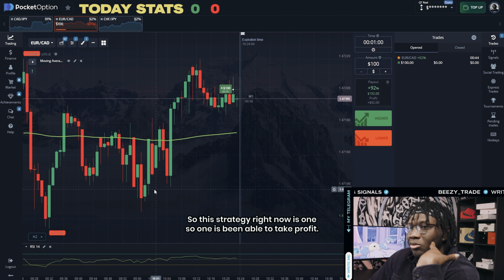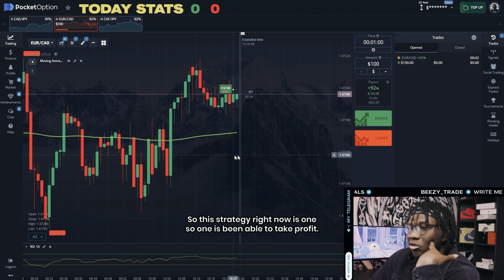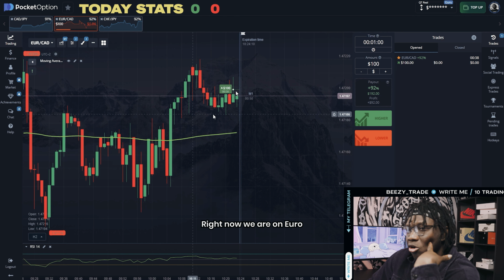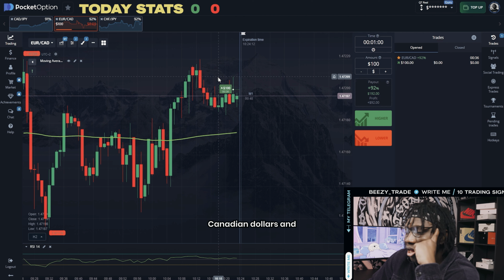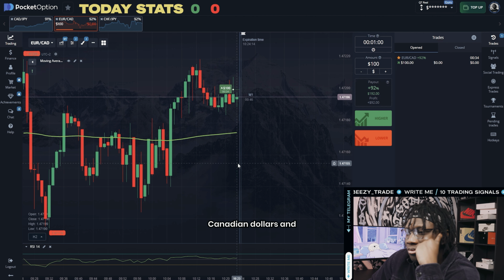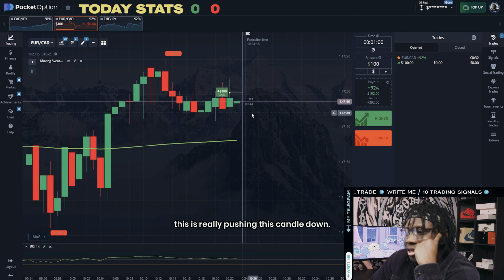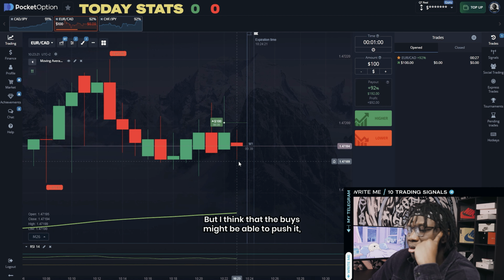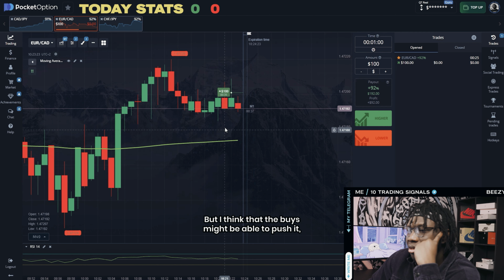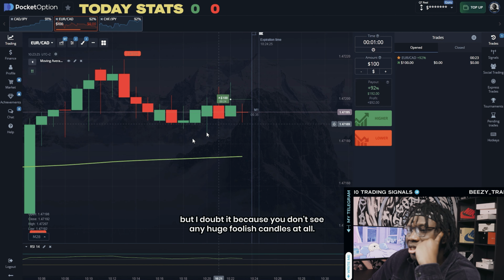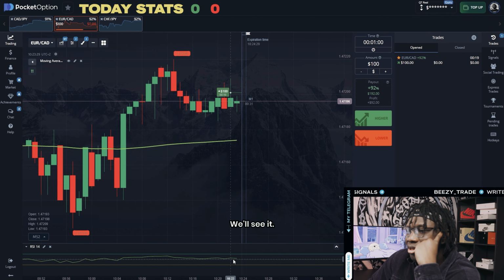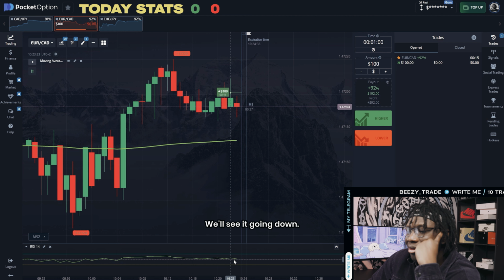So this strategy right now is 1 for 1. We've been able to take profit. We lost one trade. Right now we are on Euro, Canadian dollars, and the sellers are really pushing this candle down, but I think that the buyers might be able to push it. But I doubt it because you don't see any huge bullish candles at all. We see it touch 50, but we don't see it going down.